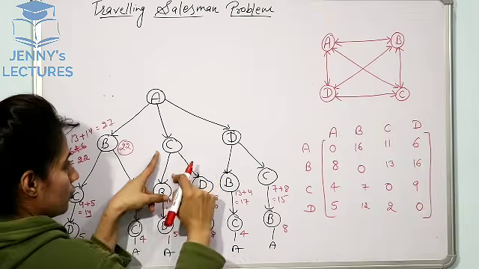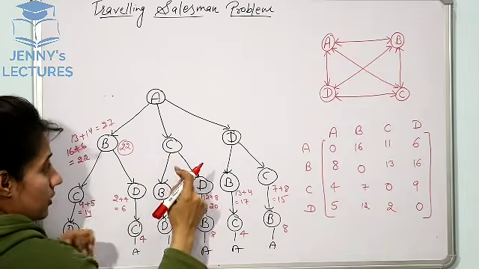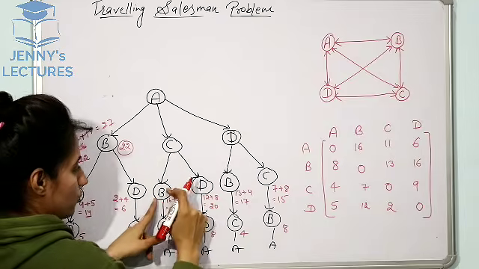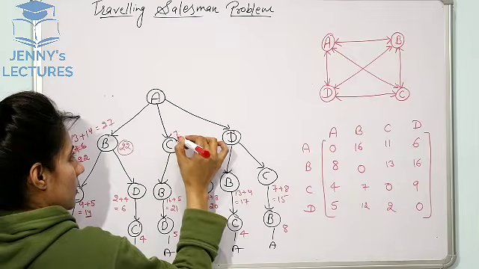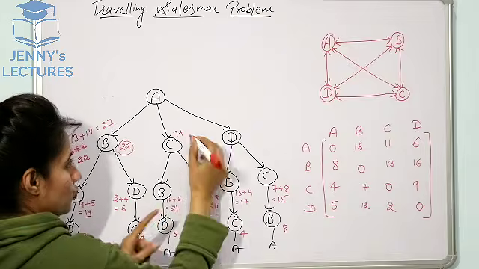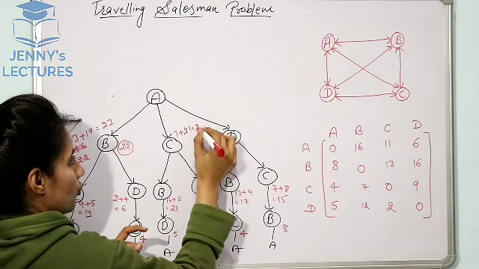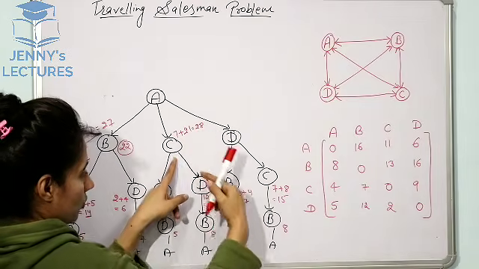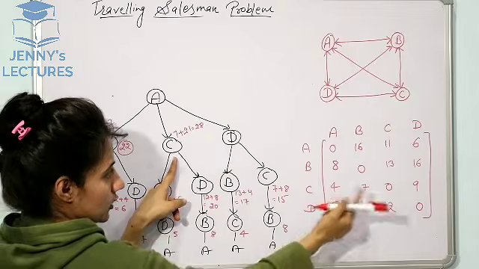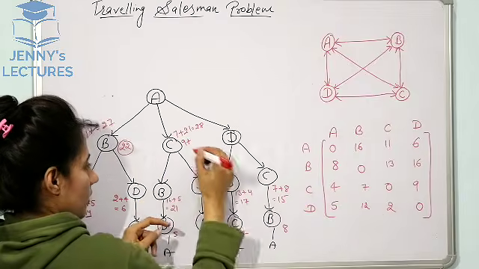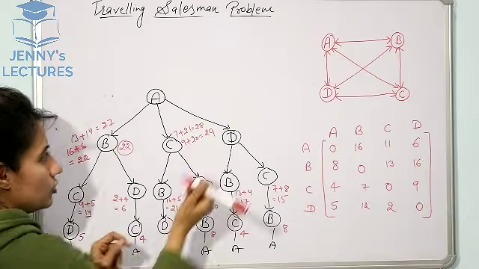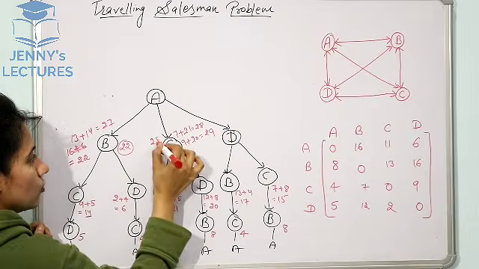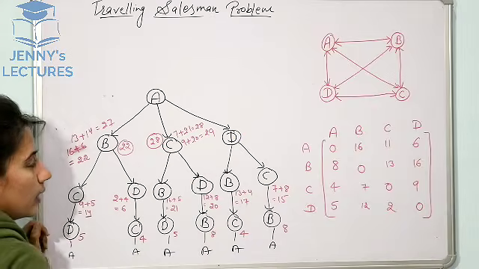Now here also we have two choices, that the salesman has two choices. C to B, find out the distance. C to B is 7 plus this distance, which was 21, and this is 28. Now according to this route, C to D is 9 plus this one, 20, and this is 29. Now out of these two, which one is minimum? 28. So here we will take 28.